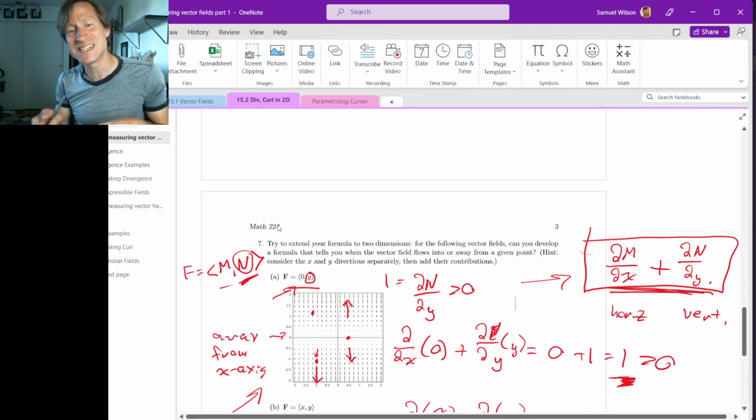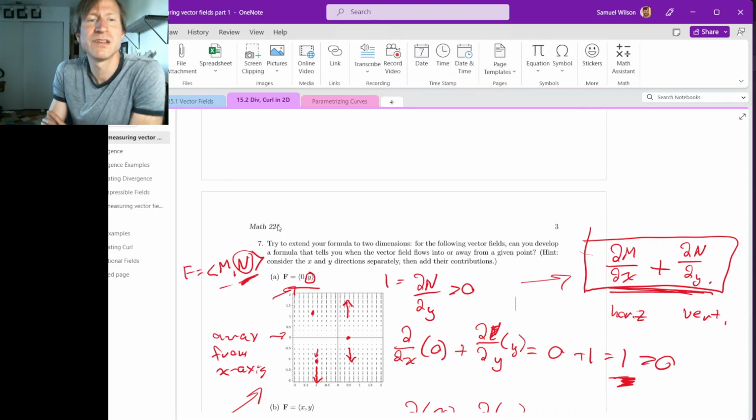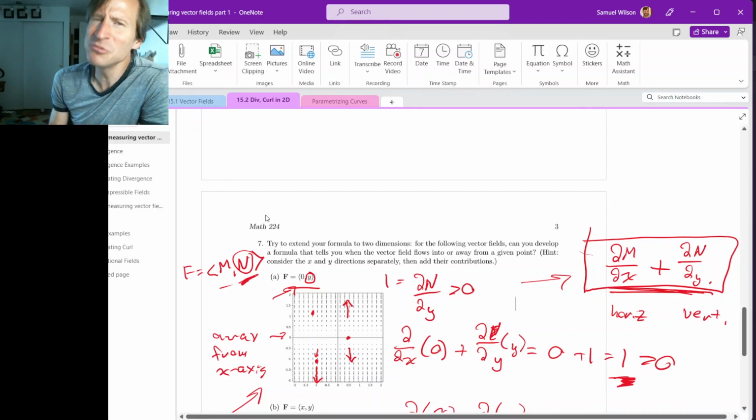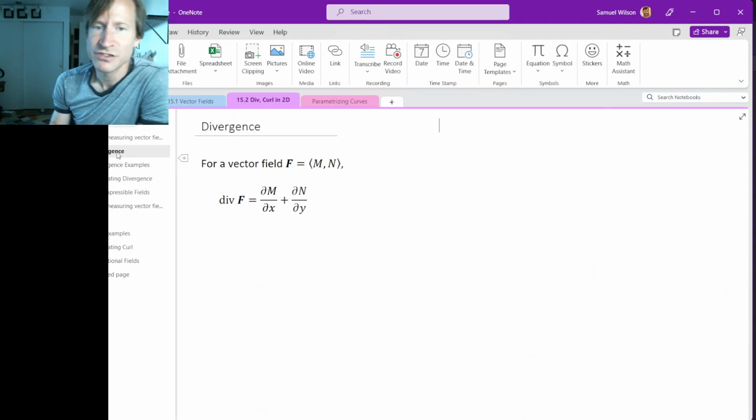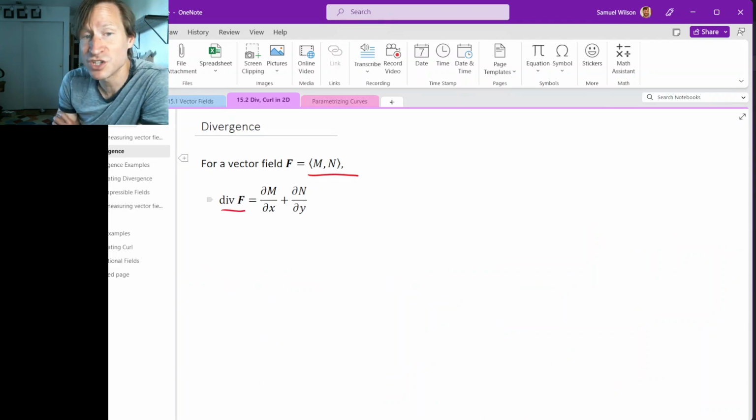Since it's measuring the tendency for a vector field to flow away from a point, we should give it a name that makes it sound like something flowing away from a point, and the name that mathematicians came up with is divergence. So for a vector field F = (M, N), the divergence of F will be partial M partial x plus partial N partial y. Right?